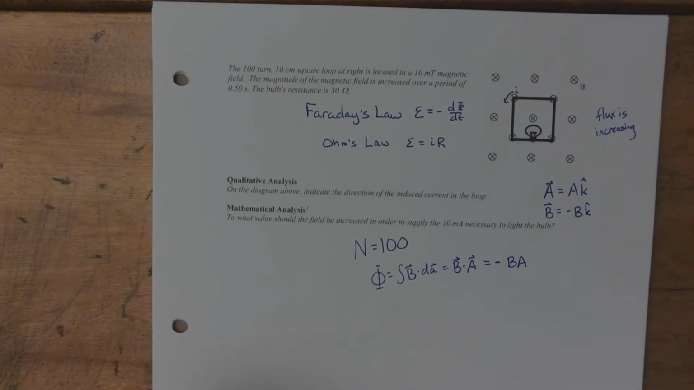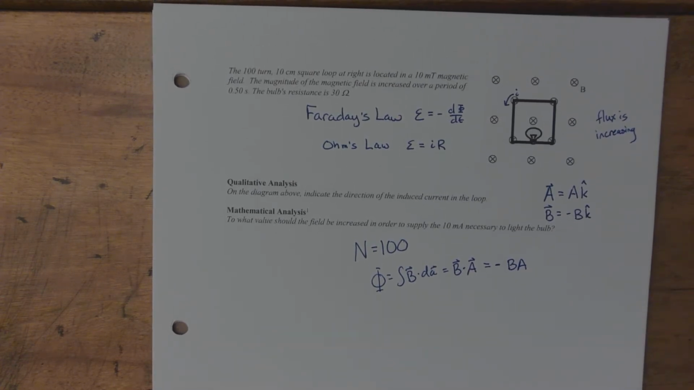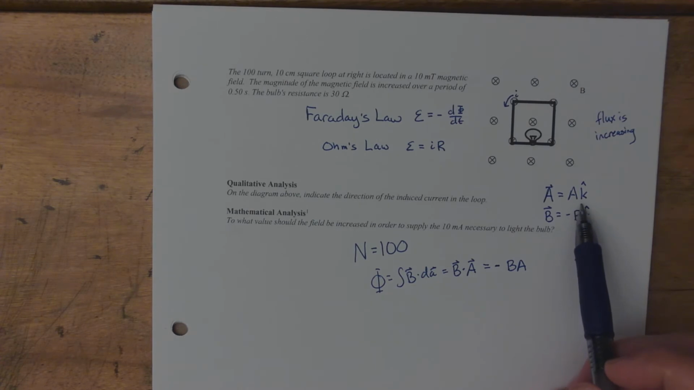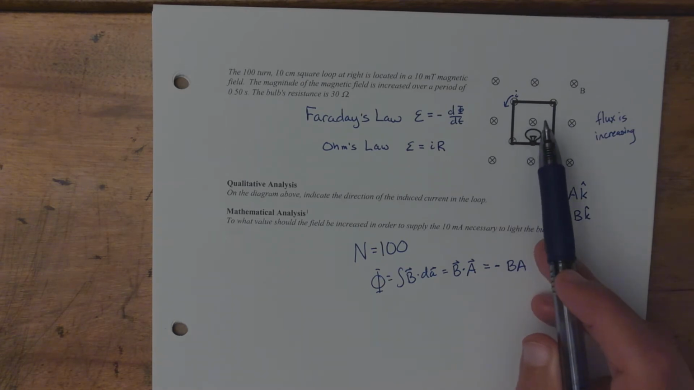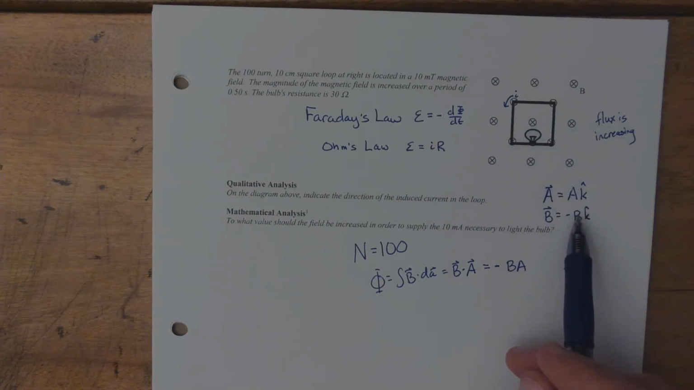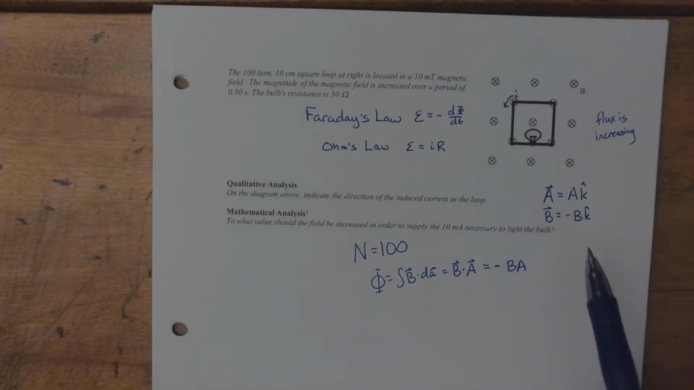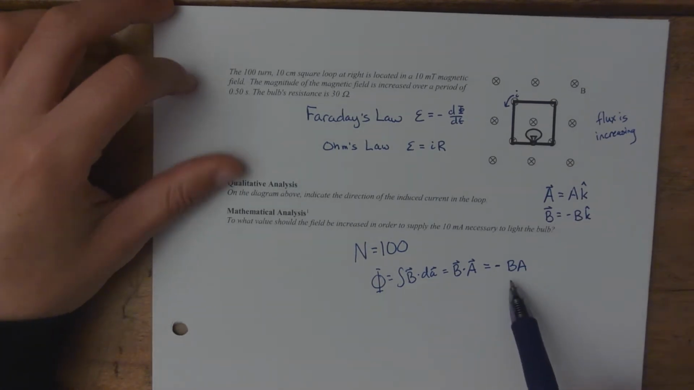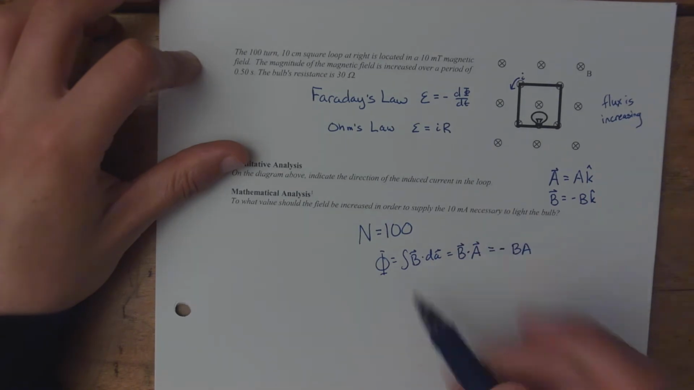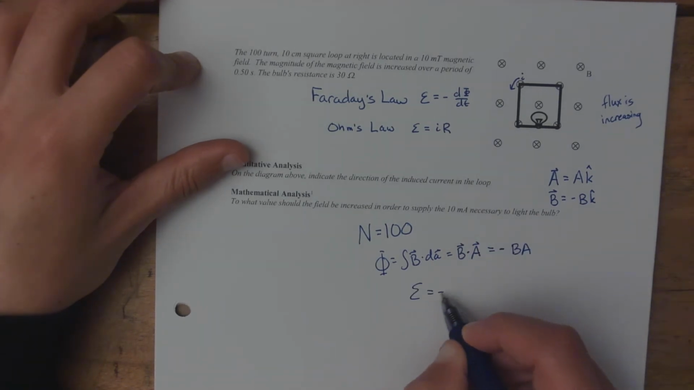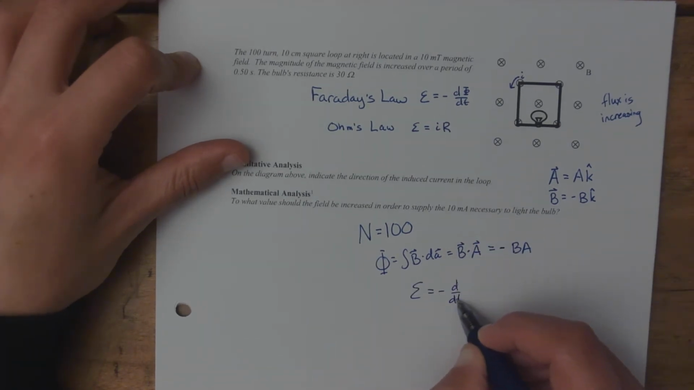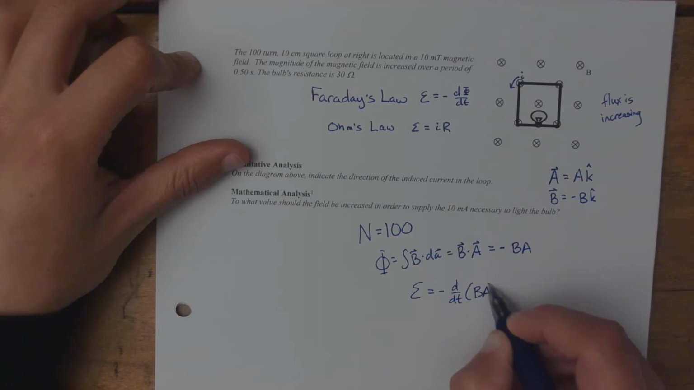And remember, if I define a positive direction for the area vector, then when I find my current, it's going to have some sign, and I have to look back at how I define my area vector to determine what the sign for the current means. Okay, so now I have my flux. I can use Faraday's law and say the EMF is equal to the negative derivative of the flux with respect to time.